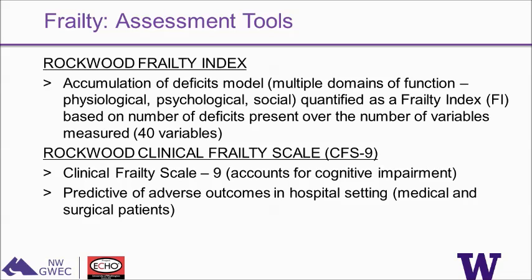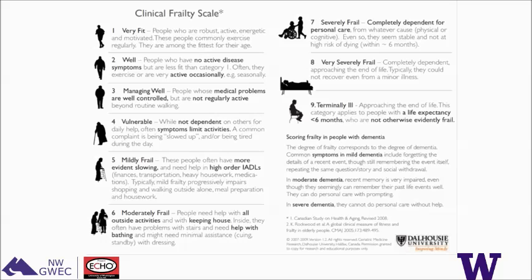It also doesn't account for cognitive impairment, something we see frequently in our older adult population. So he and his group developed a scale, a visual scale, that does account for cognitive impairment, and this was well validated in a hospital setting in medical and surgical patients. So here's the clinical frailty scale, which I've adopted in studying our patients here at Harborview to see who can benefit the most from geriatric intervention. I feel it's an easy scale to rapidly use to screen and assess for frailty. And important here, again, is that frailty corresponds to the degree or severity of dementia.